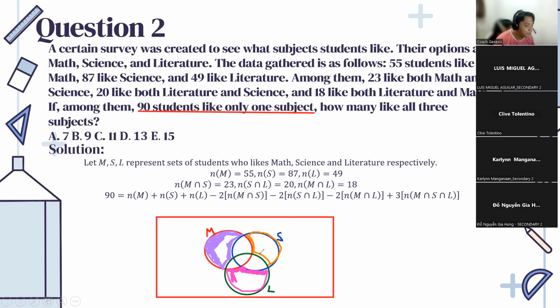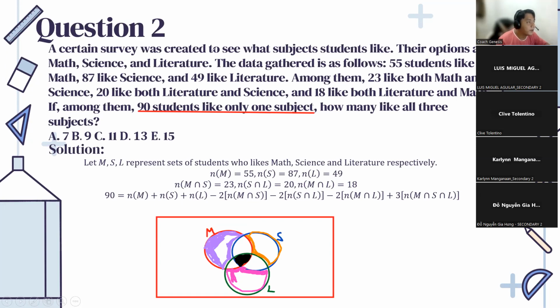So how will we use the Venn diagram in order to solve this one? So we are to solve for the intersection of the three, which is the middle part, which is this one. I'll have to shade it black. Okay, so that. Okay, so how do we solve that?